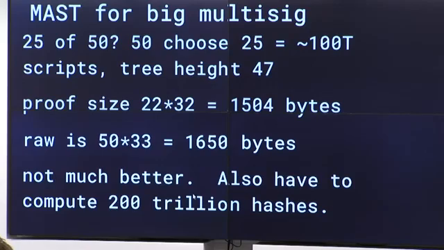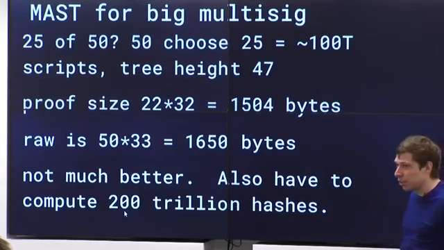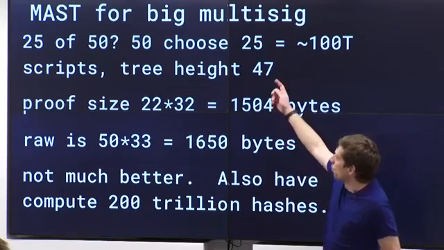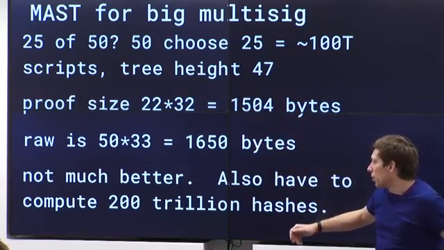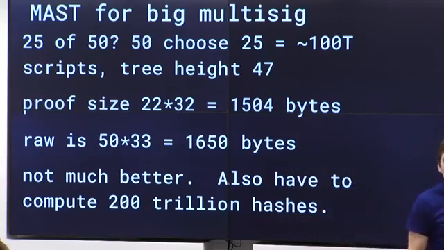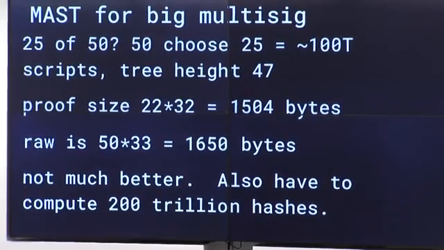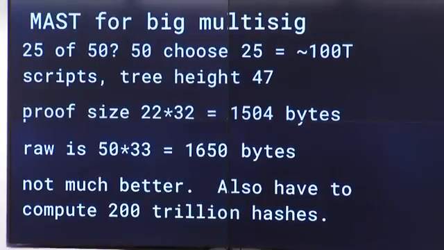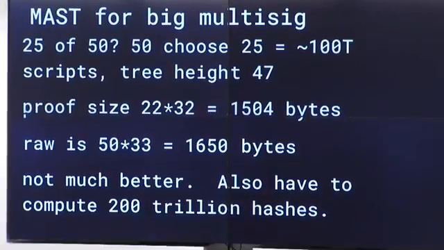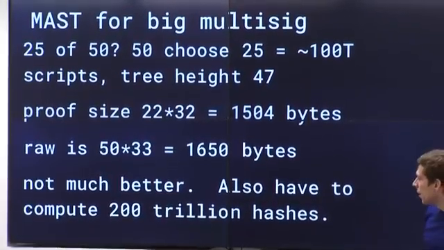You're going to have to compute 200 trillion hashes in order to compute that root, as the person creating the output script. To verify inclusion, you have to compute 47 hashes, which is fine. But 200 trillion hashes is doable, but that's going to take a while, and that's annoying. And how long? Hours? Days? I don't know. Doable, but not fun.